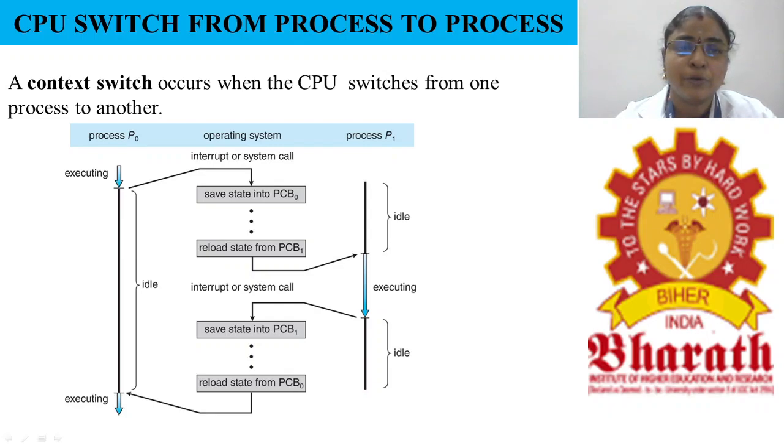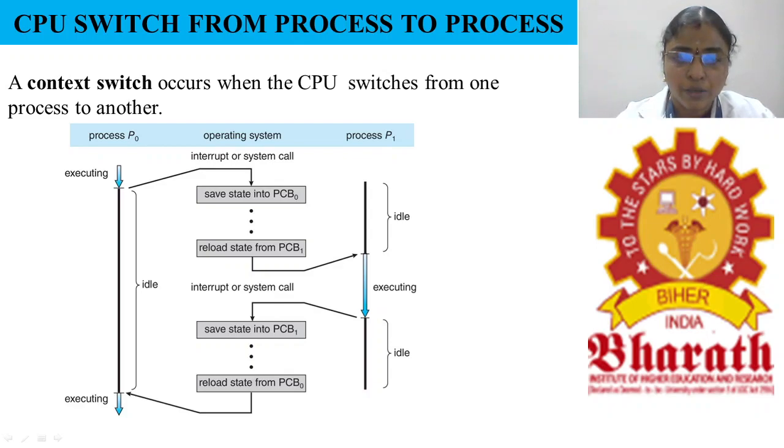Then this is a small pictorial representation of how the CPU switches from process to process. The CPU switching from process to process is called a context switch. So a context switch occurs when the CPU switches from one process to another. For example, in this diagram we have two processes, P0 and P1. Here process P0 is executing now. Suppose the CPU switches from P0 to P1, it happens with the help of an interrupt or system call.